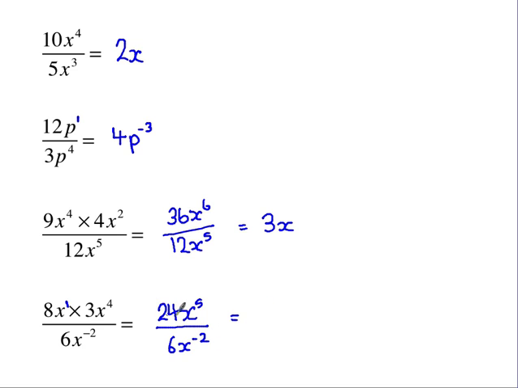If we deal again with the whole numbers on the front, 24 divided by 6 gives us 4. And x to the power of 5 divided by x to the power of minus 2. We're going to subtract, so 5 minus minus 2 is the same as adding, so we're going to get x to the power of 7.